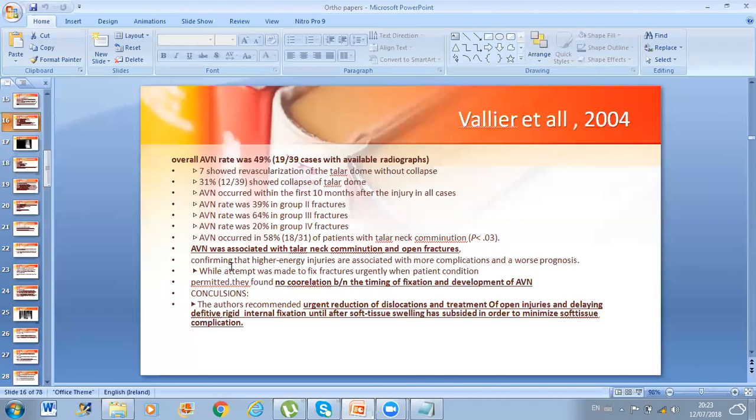So nowadays we do what Valliere found in 2004 in his article. We reduce the talus and we do operative intervention if there is no soft tissue swelling, we go for surgery. Otherwise, we delay definitive rigid fixation.